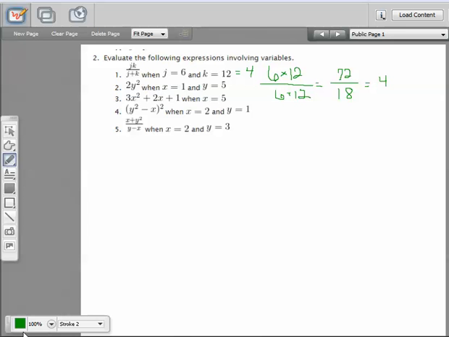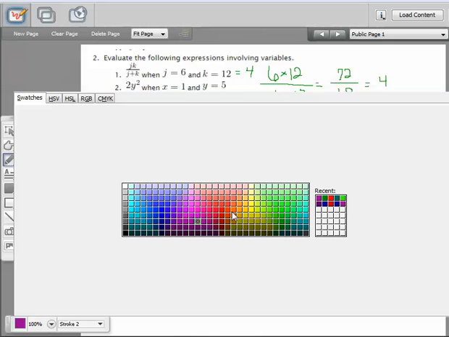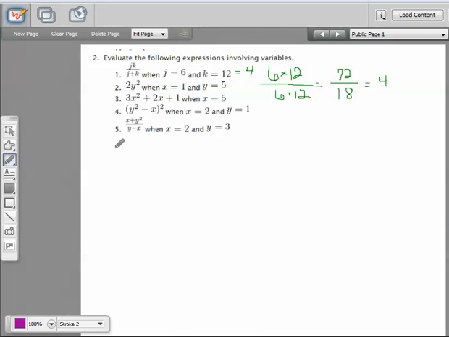I'm going to go ahead and work in purple for number 2. Let's go ahead and again use substitution. So it's 2y squared and y is 5. Using my order of operations, we know we have to do exponents first, so 5 squared is 25. And then we can go ahead and do multiplication to get a final answer of 50.